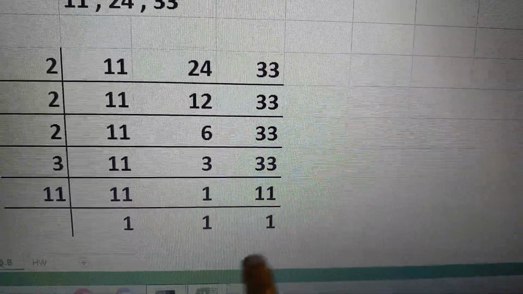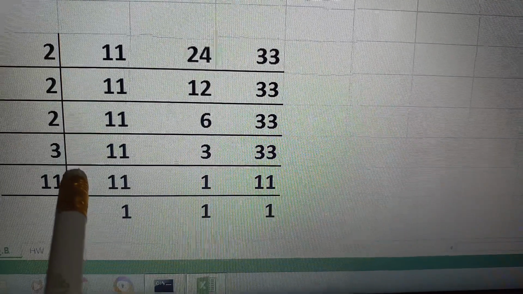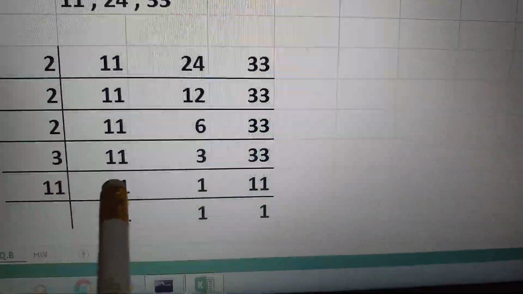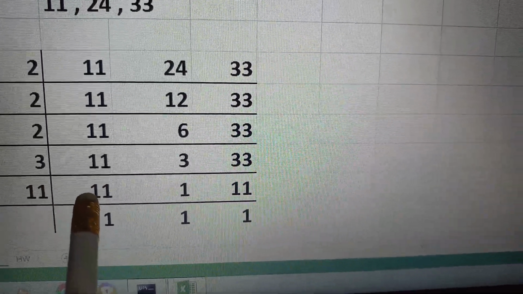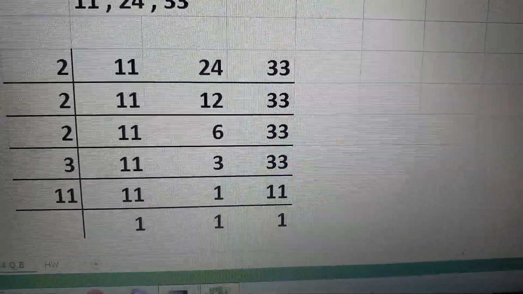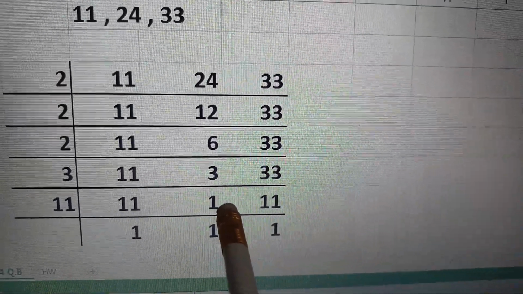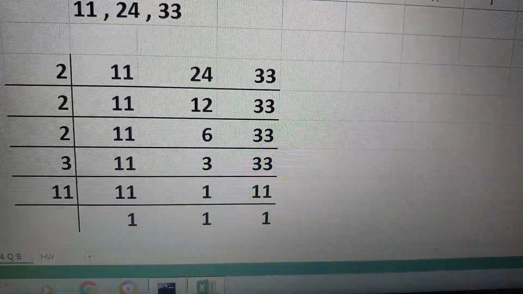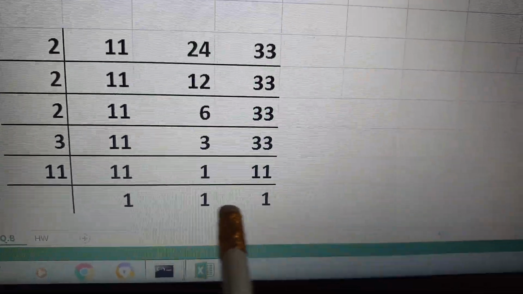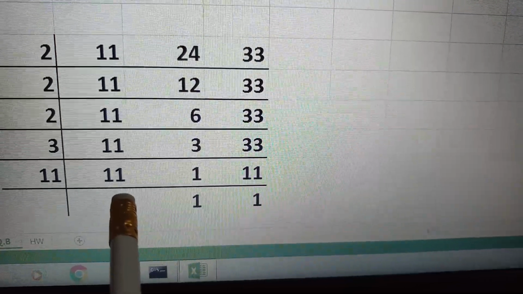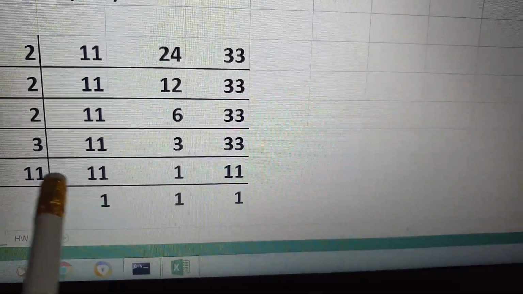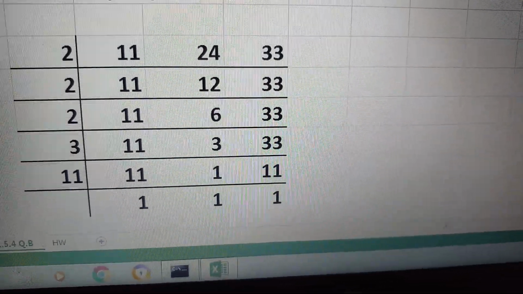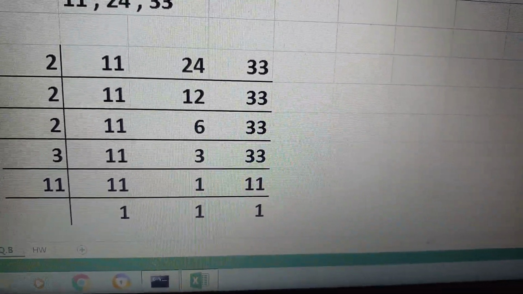Now we see all our numbers are odd and cannot be divided by 2. So the next prime number is 3, and 3 is divisible by 3. So we'll take 3 here. 11 is not divisible by 3, so we'll bring down 11 as it is. 3 1 the 3, the quotient is 1, and 33 divided by 3 is 11. Now after 3 we get 11, and 11 is not divisible by 2, 3, 5 or 7. The next prime number is 11.